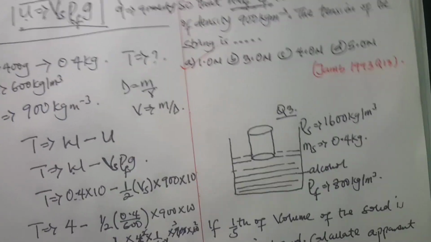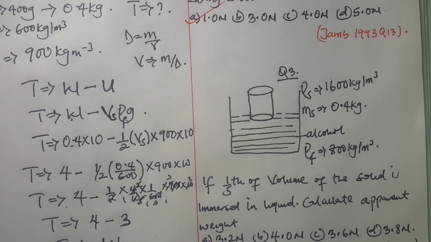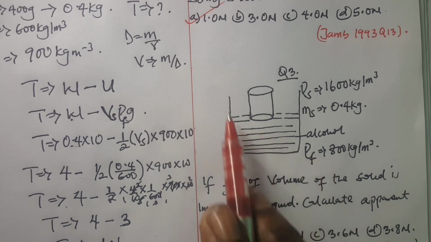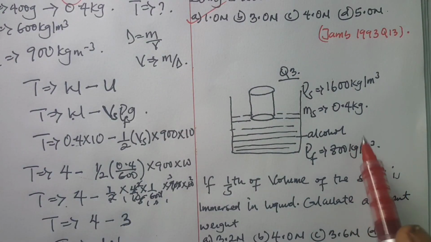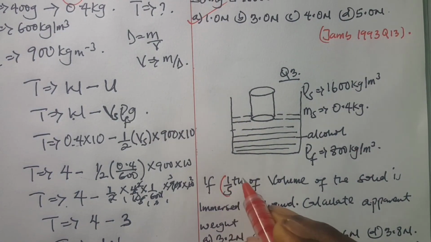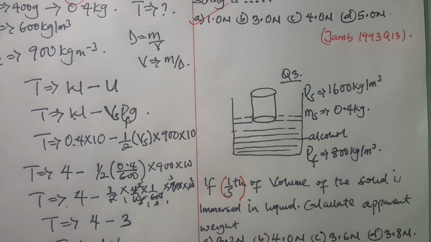And a very quick one here, question 3, which I want you guys to try and give me the answer under the comment section, is more or less like question 2 I solved here. So just follow the same steps, but this time it is 1/5 of the volume of the solid that was submerged.